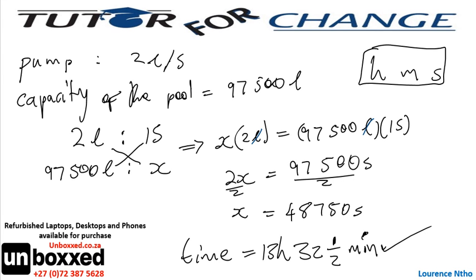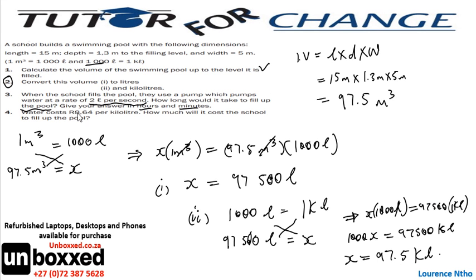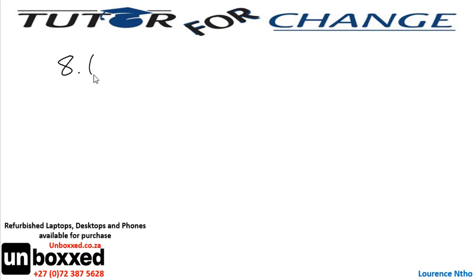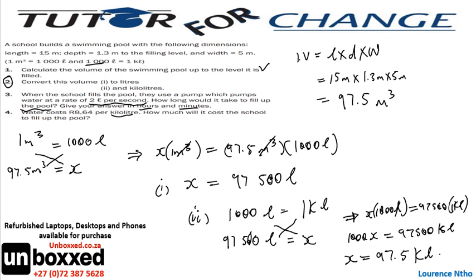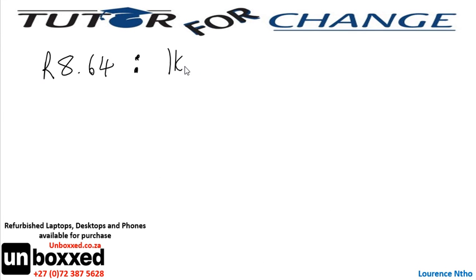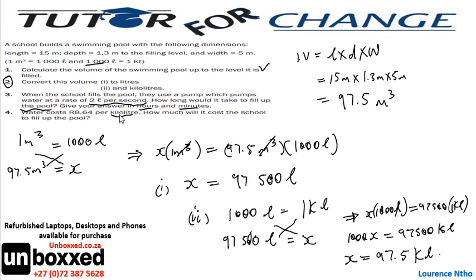We have to go back and read the last question. So water costs 8 rands and 64 cents per kiloliter. So we have 8 rand 64 cents per. This is how we write the per sign. Per what? 1 kilo, 1 kl. Yes, kiloliter. Then how much will it cost the school to fill up the pool?